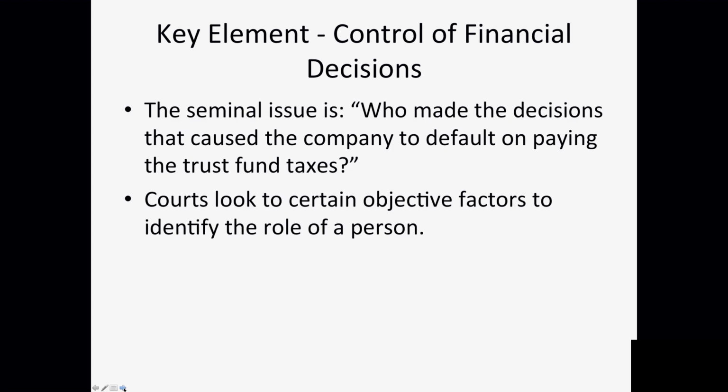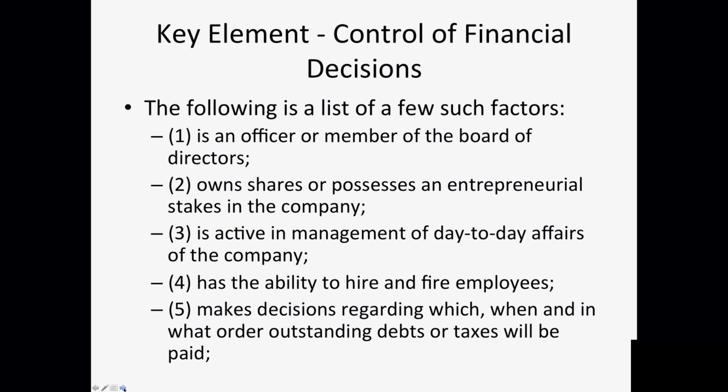So the overarching issue here is who made the decisions that caused the company to default on paying the trust fund taxes. Fortunately, the courts have given us certain objective factors to identify the role of a person, and those usually guide the analysis. Now, this is a list of just a few of the salient factors.